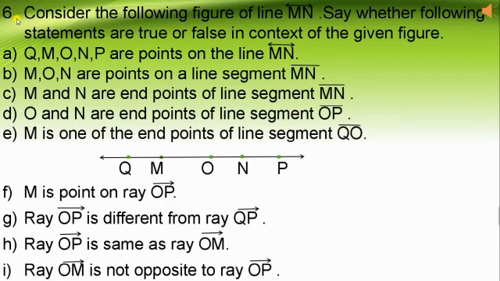Then statement H. Ray OP is the same as ray OM. Even though the initial point of both rays is O, they move in opposite directions. Hence, this statement is false. Then statement I. Ray OM is not opposite to ray OP. In the above statement, we saw that both rays are in opposite directions. Hence, this statement is false.